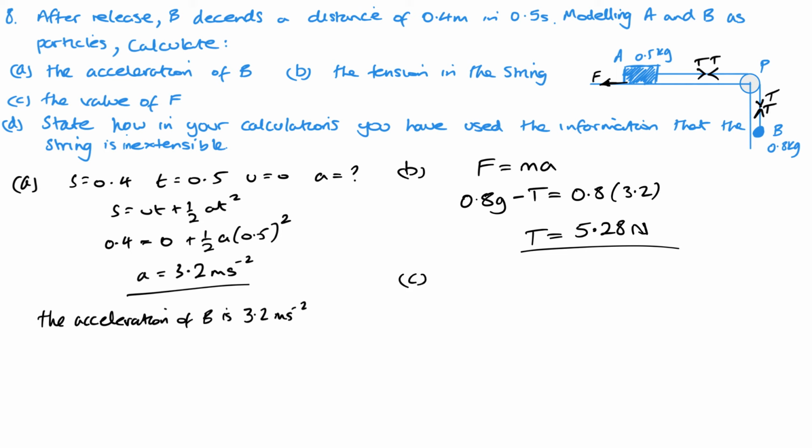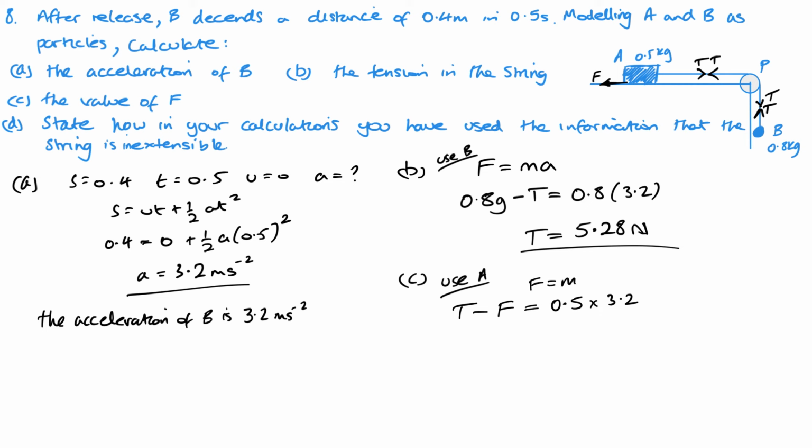Now that we've found T, we can find F. So for T, we were using B. In part C now, we're going to use A, that block of wood. So it's moving to the right, so T is going to be larger than this F. So we'd have T minus F is equal to my mass, which is 0.5, times my acceleration.